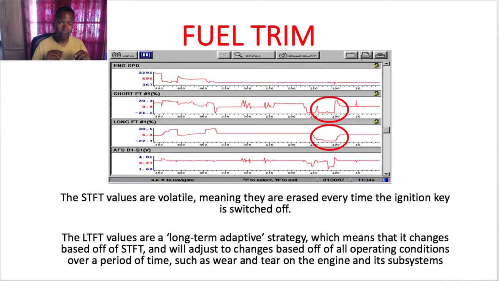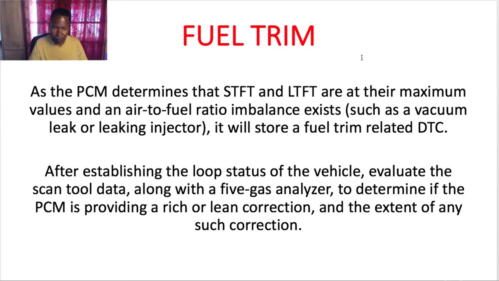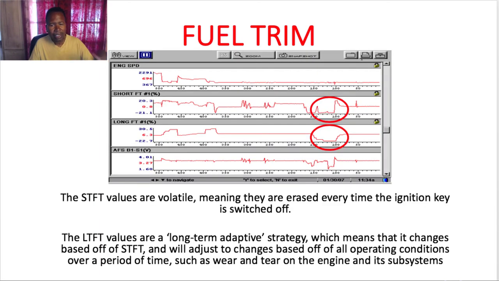The long-term fuel trim information is not lost when you turn the key off, because it's learned to be in a certain position to keep that short-term near 0. If we can keep the short-term fuel trim near 0, the O2 sensor will switch and we'll be in closed loop and better fuel control. Oh, I forgot to say one thing also. Remember, the short-term fuel trim reacts right off the O2 sensor, and the long-term reacts from the short-term fuel trim.